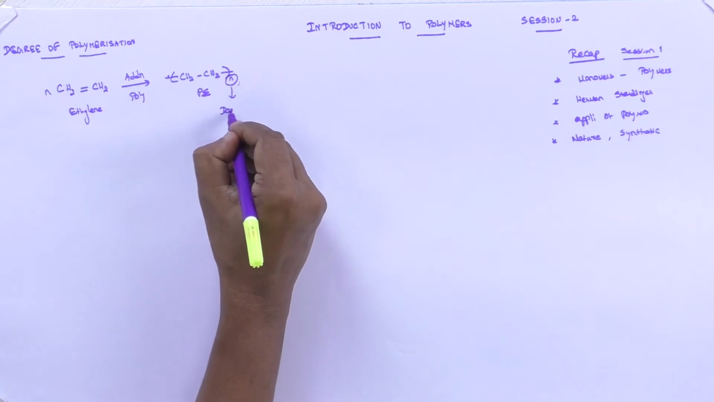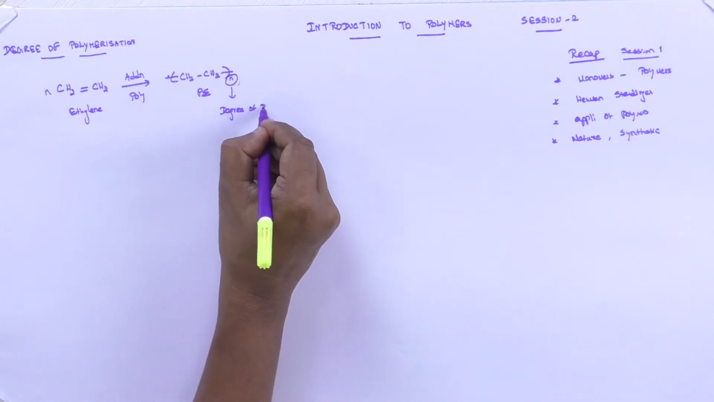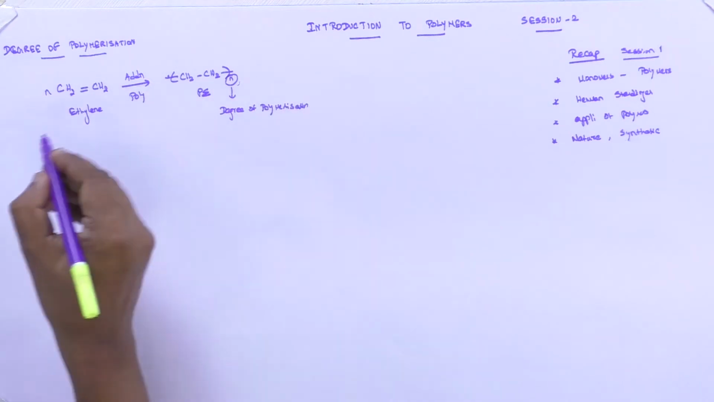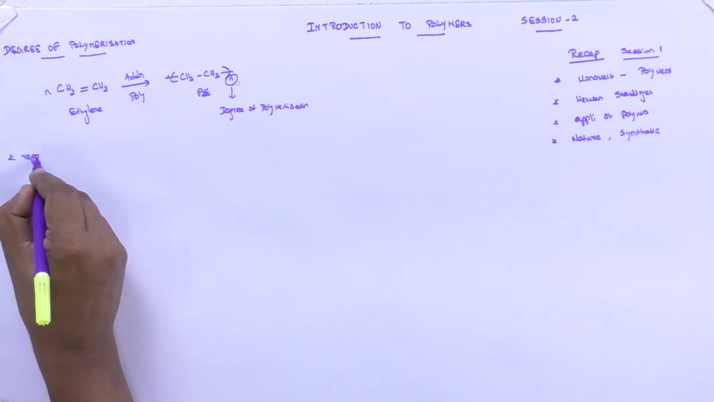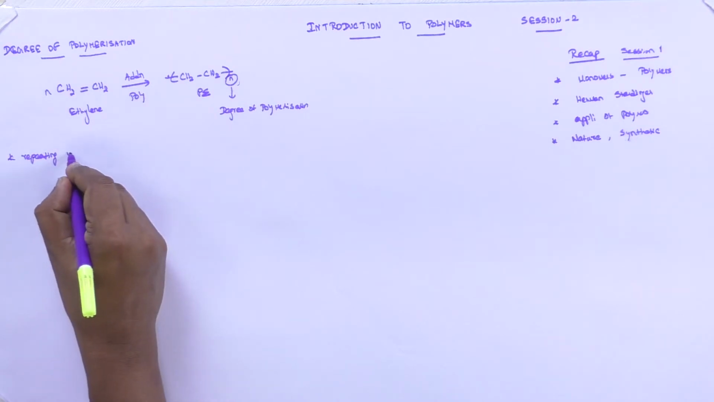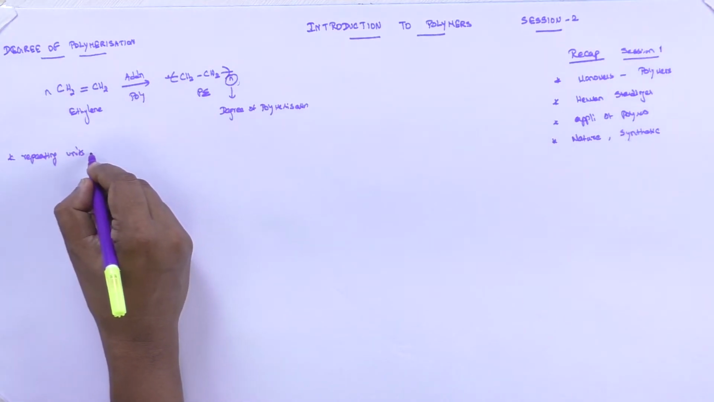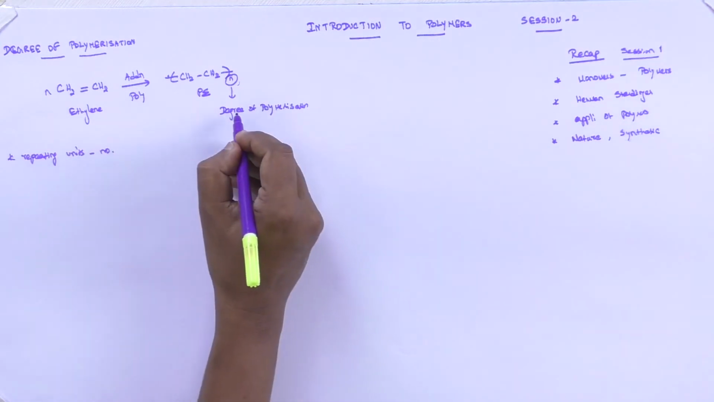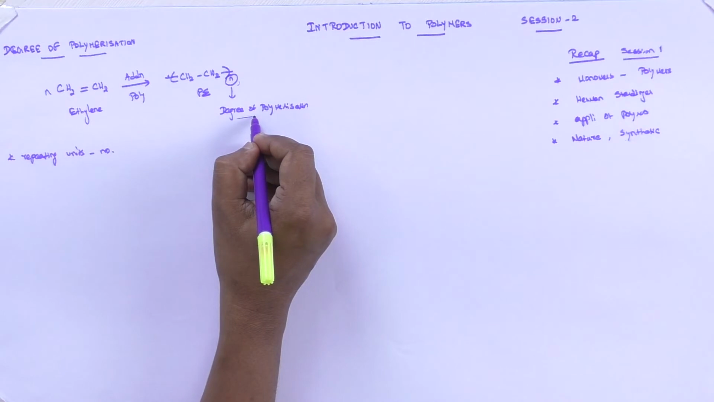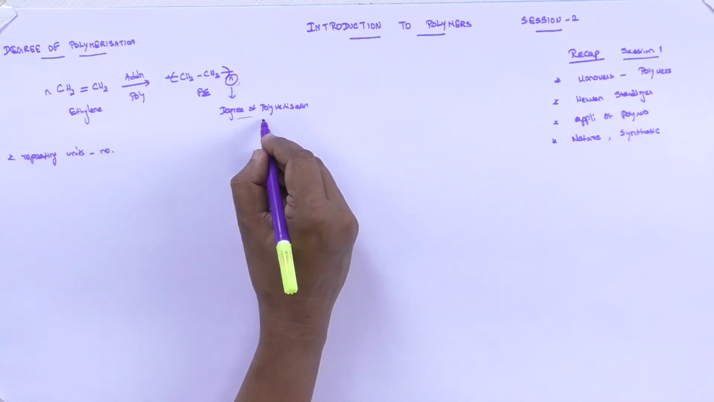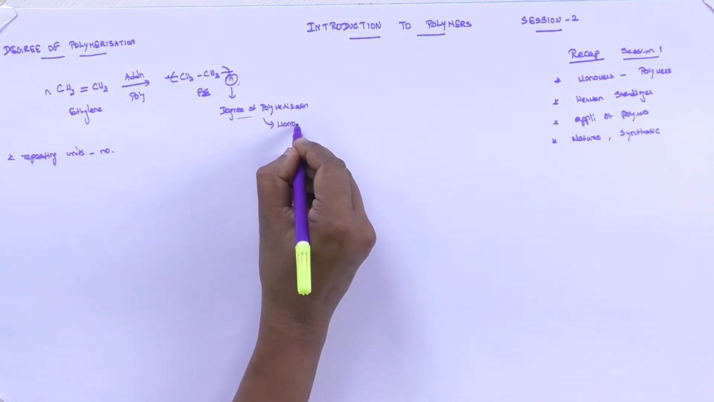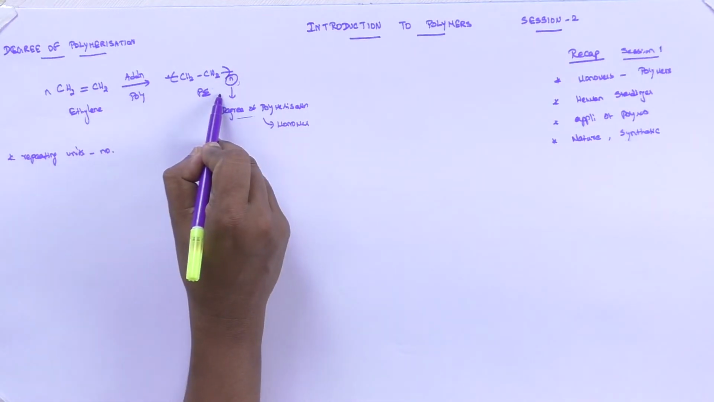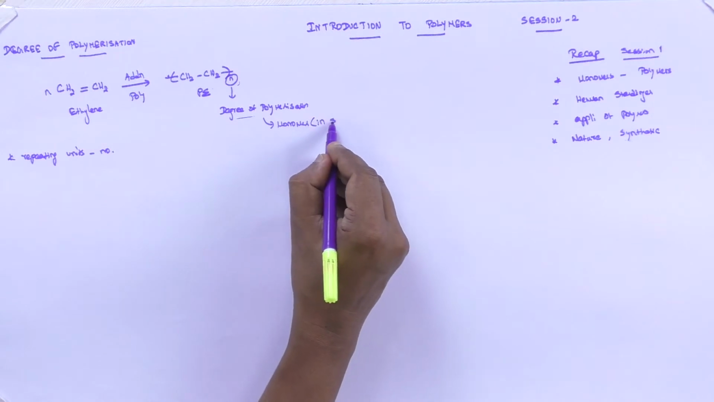So this n is known as degree of polymerization. It is nothing but the number of repeating units in a polymer chain. In some cases, this term may be used to express the number of monomer units also. So this may indicate the number of monomer units. You can see how many monomer units are present directly, but this is only in some cases.